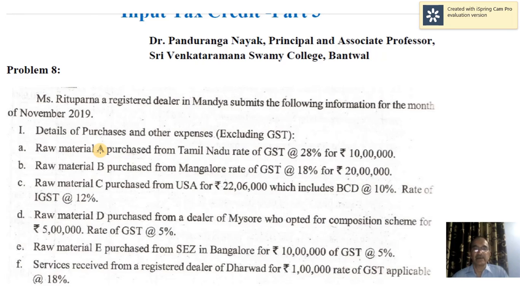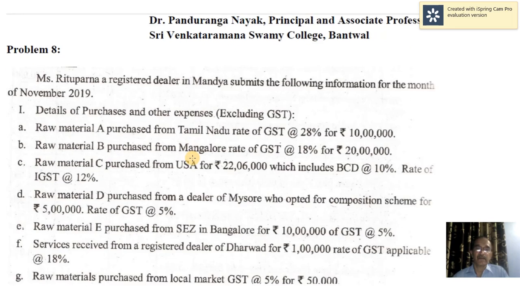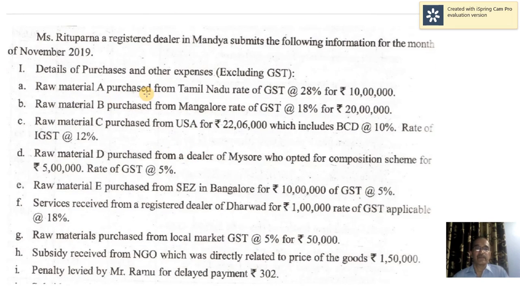Details of purchases and other expenses excluding GST. Raw material A purchased from Tamil Nadu, so it is interstate. Alright, GST rate is 28%, so IGST. Then raw materials B purchased from Mangalore, rate of GST is 18%. So this is within Karnataka, therefore CGST and SGST are at the rate of 9% each. 18% is divided equally between CGST and SGST.